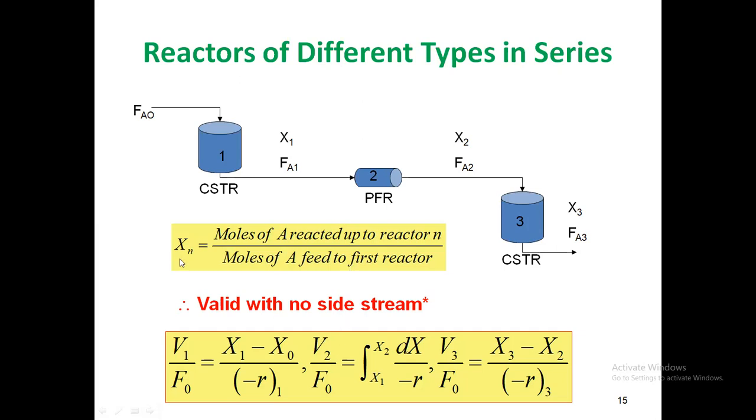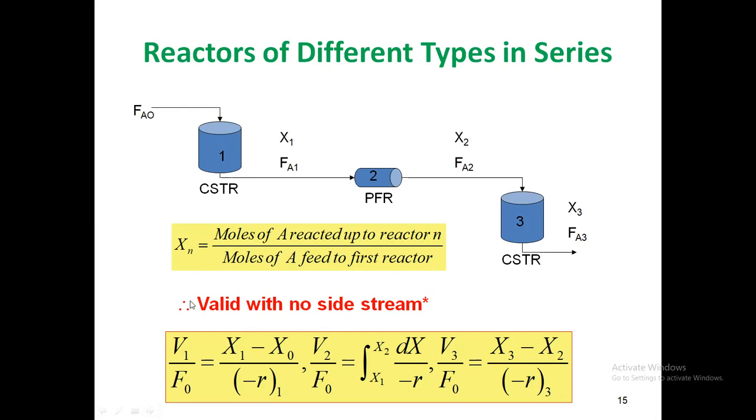So your X sub n for this particular setup is the moles of A reacted up to reactor n divided by the moles of A fed to the first reactor. So the moles of A that is fed here in the first reactor and the moles of A reacted up to the nth reactor, that is your X sub n.